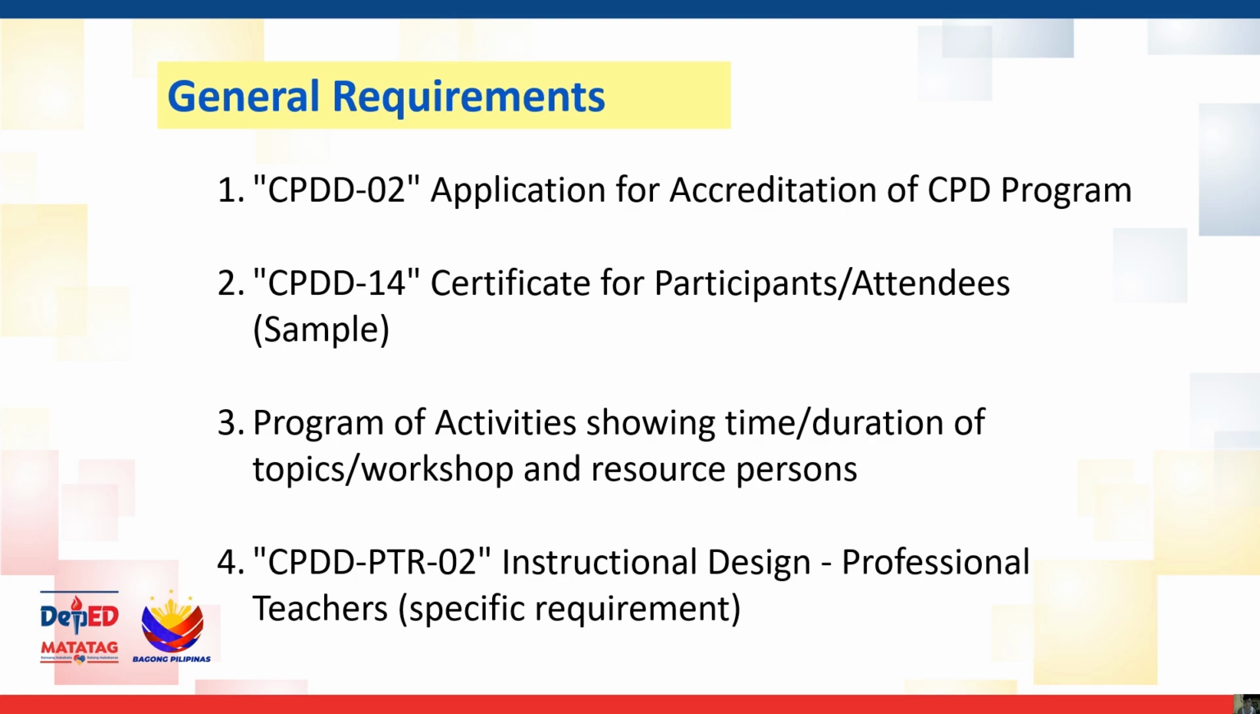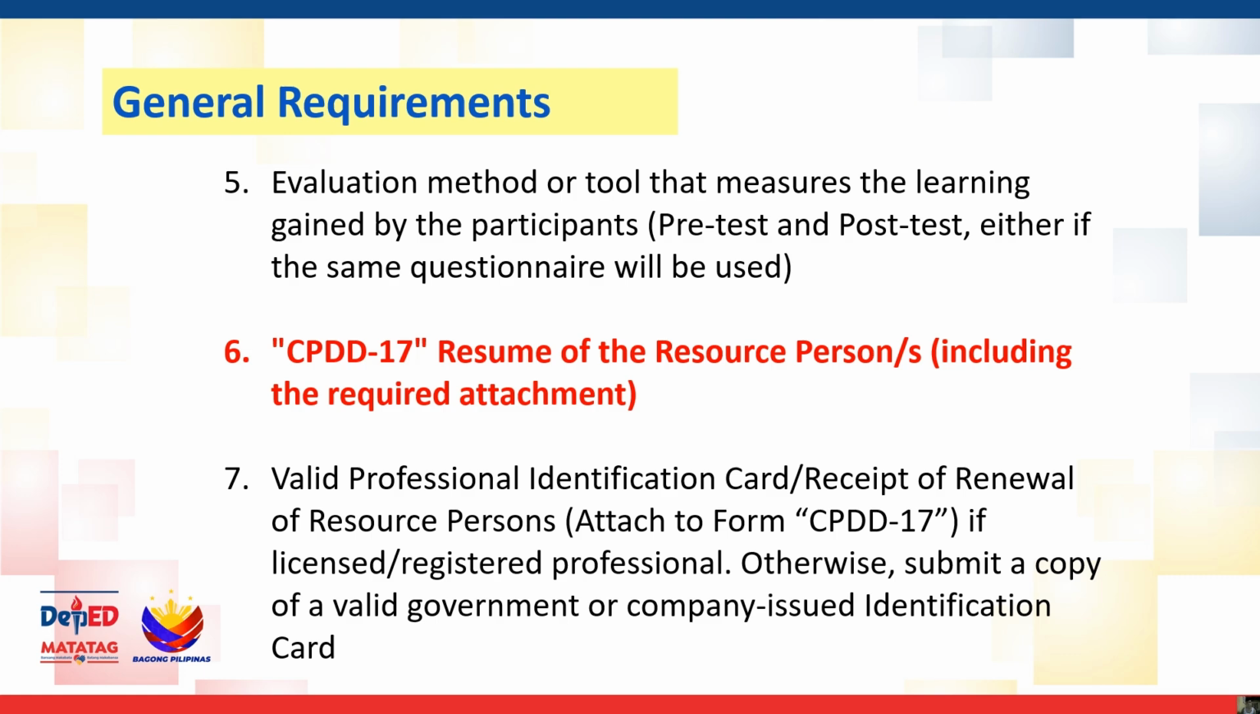Number 4, the instructional design, professional teachers. And number 5, the evaluation method or tool that measures the learning gained by the participants. Number 6, the resume of the resource persons, including the required attachment. And the last, number 7, is the valid professional identification card, the receipt of renewal of resource persons if licensed or registered professional. Otherwise, submit a copy of a valid government or company issued identification card.